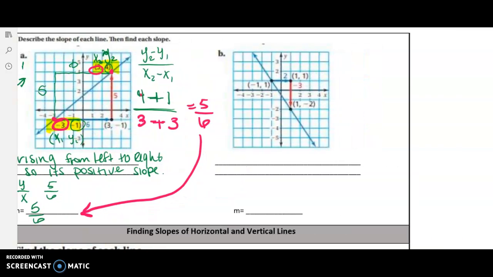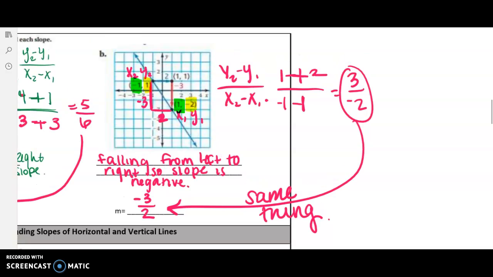All right, I want you to pause the video and try B on your own, and then check your answer with mine. When we look at this line from left to right, we see that the graph is falling, and so that is telling us that we have a negative slope. Now I'm going to look at my 2 points. I labeled them x2, y2 and x1, y1. And I used the formula to find our slope. So this is how we find slope.